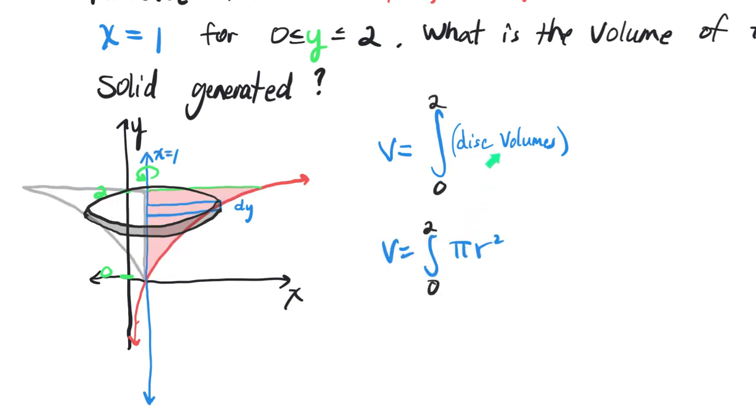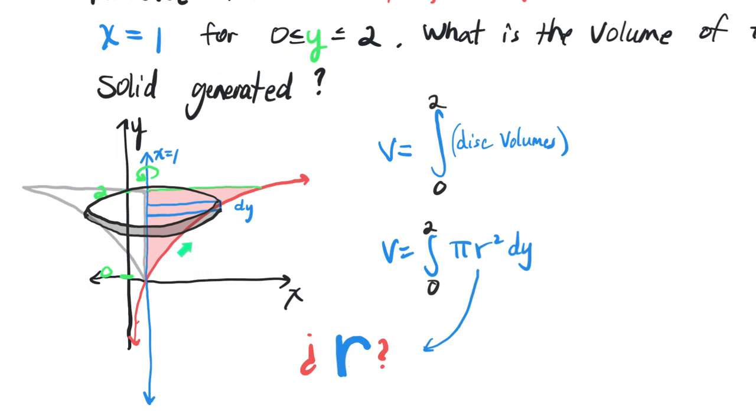And each disk's volume is the area of the base, which is pi r squared, multiplied by the height, which is dy. And that representative rectangle with the differential dy tells us that these limits had to be values of y, and the radius needs to be a function of y.